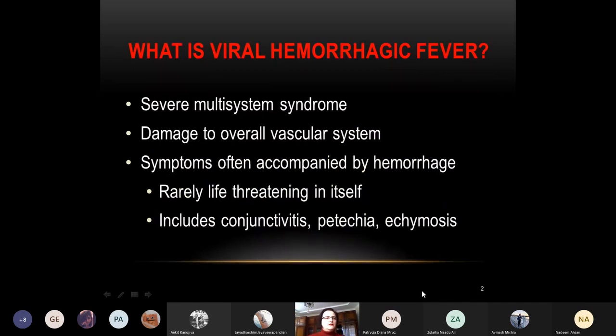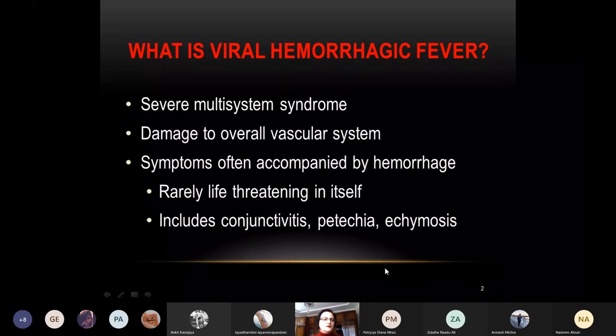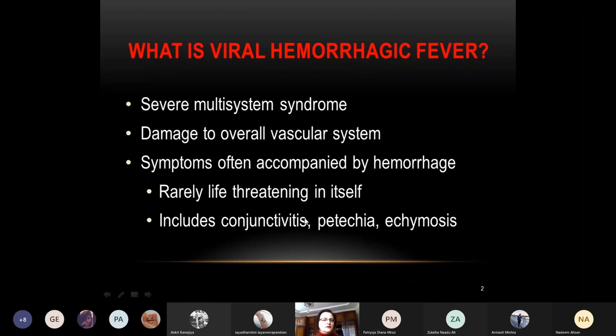Viral hemorrhagic fevers refers to a group of illnesses caused by several distinct families of viruses that affect humans and non-human primates. Viral hemorrhagic fevers is a severe multi-system syndrome characterized by diffuse vascular damage. Bleeding often occurs and, depending on the virus, may or may not be life-threatening. Some viral hemorrhagic fevers cause mild disease, while others may cause severe symptoms and death.